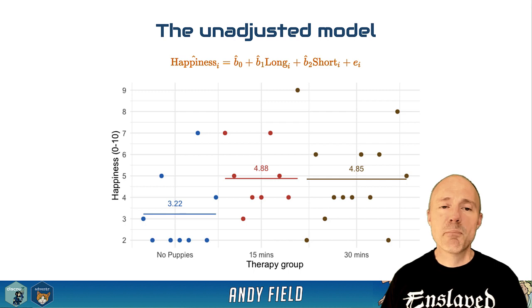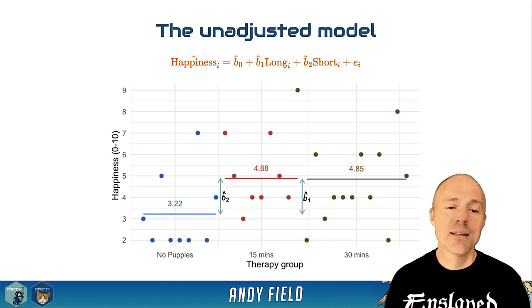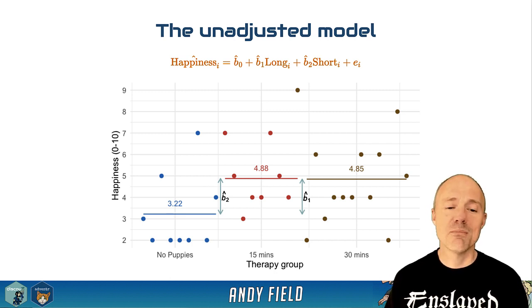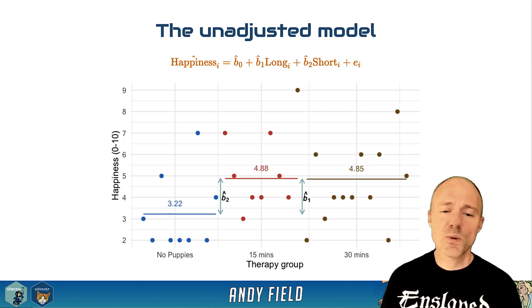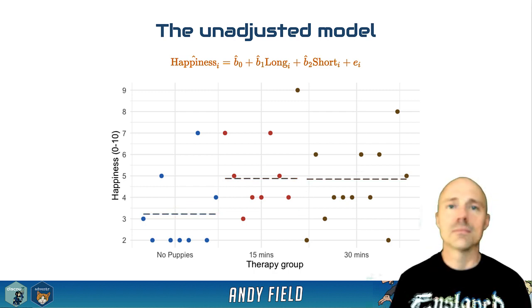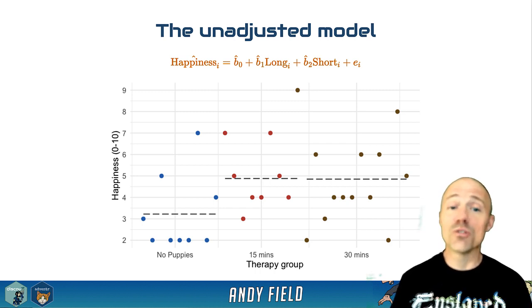So the parameters, the betas attached to the dummy variables, which I've called long and short, represent differences between means. So for example, the beta attached to the short dummy variable, beta 2, I've labeled it here, is the difference between the means in the 15-minute group and the no puppy group. So between the short group and the control. That's why I called the variable short. And beta 1 represents the difference between the mean in the long puppy therapy group and the no puppy therapy group. By adding in another predictor, the predicted values are no longer the raw group means.